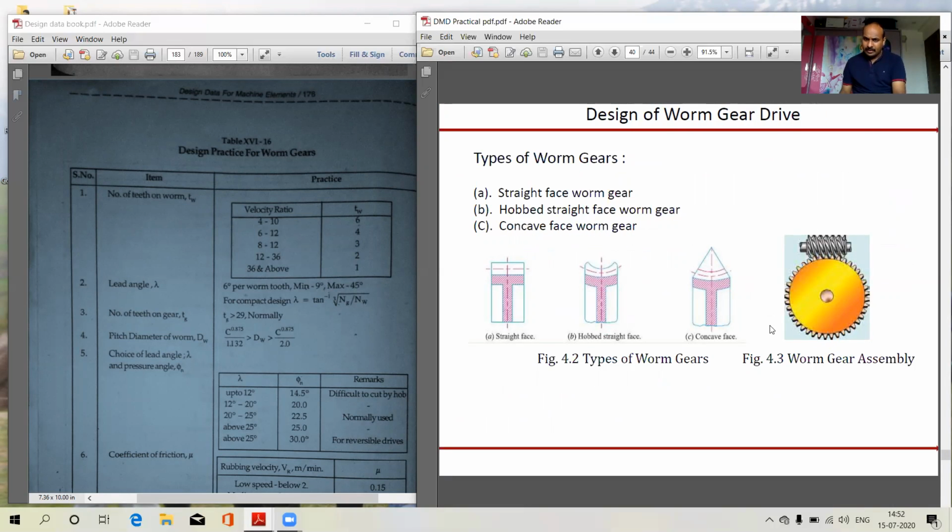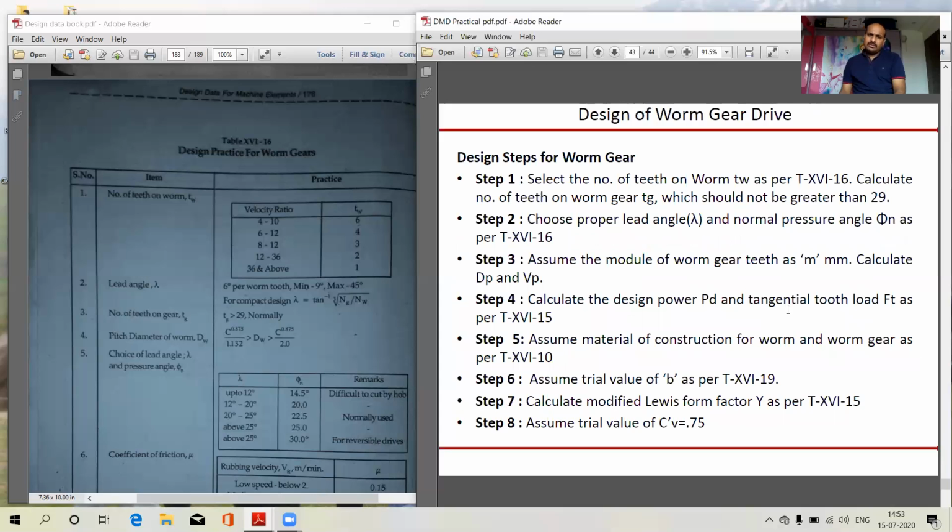There are two pitches. One pitch is on the worm, which is the axial pitch, because it moves the gear horizontally. Axial pitch means the pitch parallel to the direction of the axis of the worm. And in the wheel, there is one pitch called the circular pitch. Circular pitch means the distance between two successive teeth on the circumference of a wheel. So we must know the circular pitch.